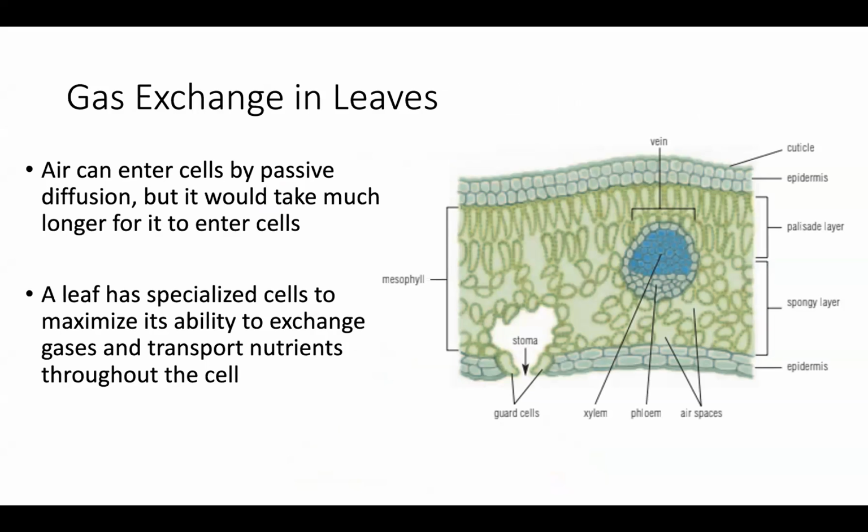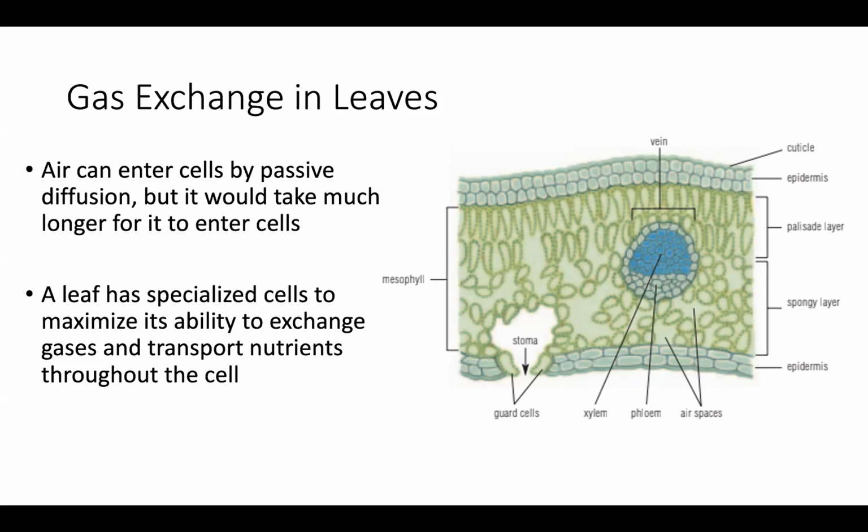It can enter by passive diffusion. Remember, passive diffusion does not require energy. It goes from high concentration to low concentration. If plants just had air entering by passive diffusion, it would take a really long time. And this would reduce the amount of photosynthesis the plant would be able to complete, and this would harm the plant because it wouldn't be able to get as big as it needed. And the bigger the plant gets, the more sunlight it gets, so the bigger it can get, okay?